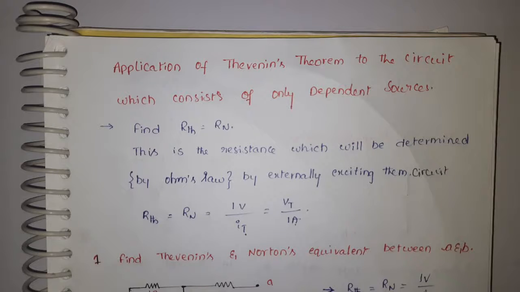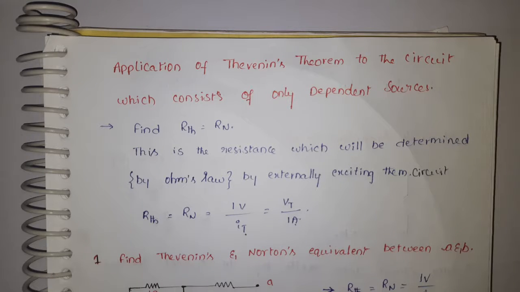In the previous video we discussed Thevenin's theorem and Norton's theorem, and we solved a few example problems on circuits which consist of only independent sources and of both independent and dependent sources. In this video, we are going to apply Thevenin's theorem to a circuit which consists of only dependent sources.